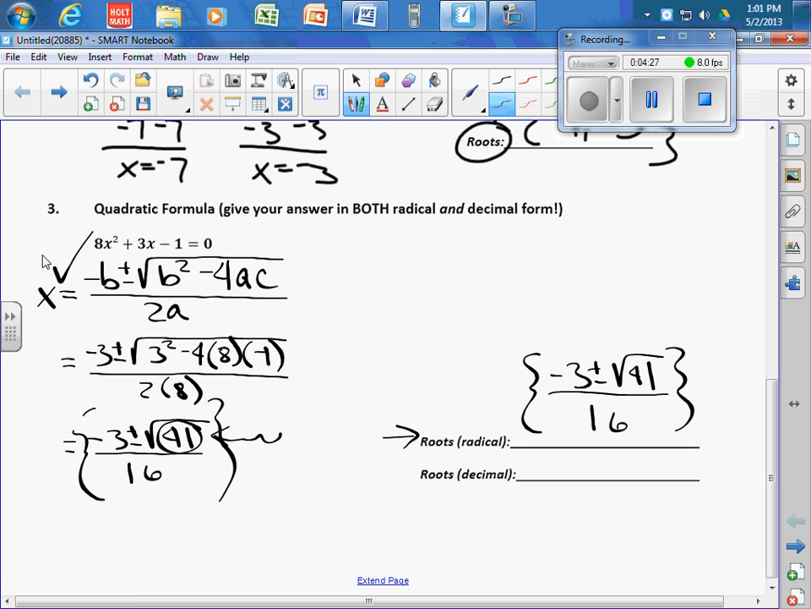And then from here, you're going to plug these things into your calculator. Do negative 3 plus radical 41 over 16, then negative 3 minus radical 41 over 16, and you get your answer. Rounding them off to the nearest tenth, you get 0.2 and negative 0.6.